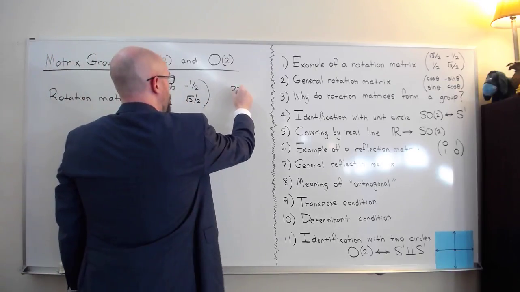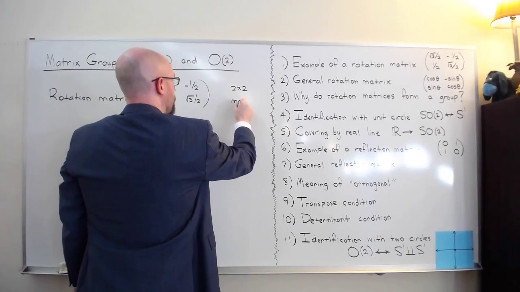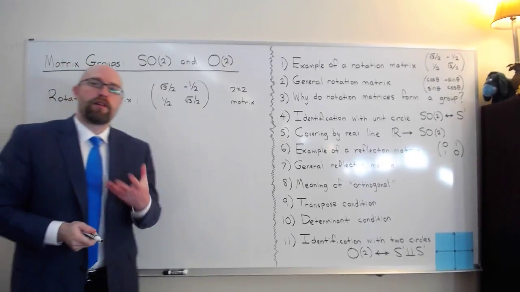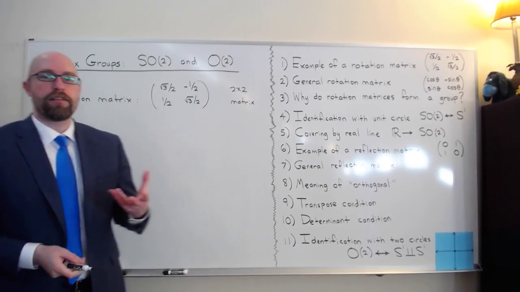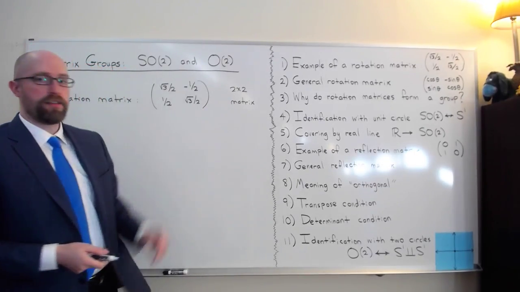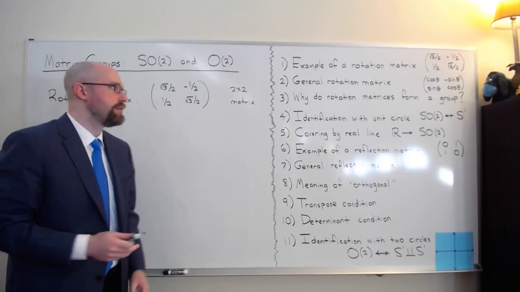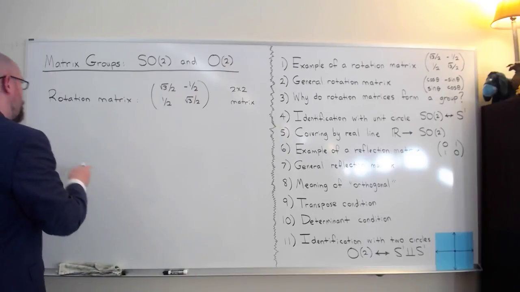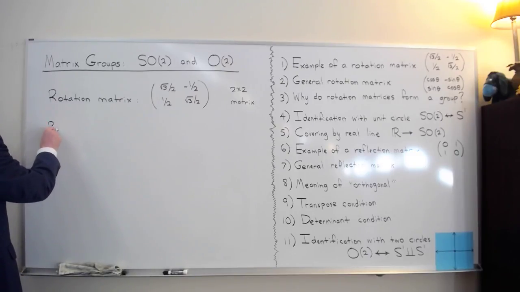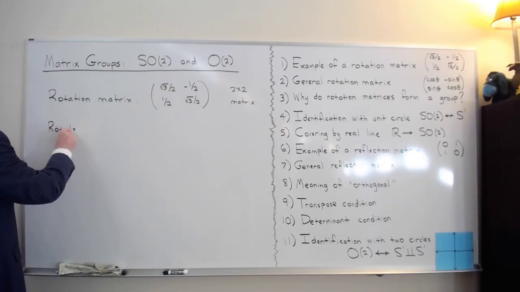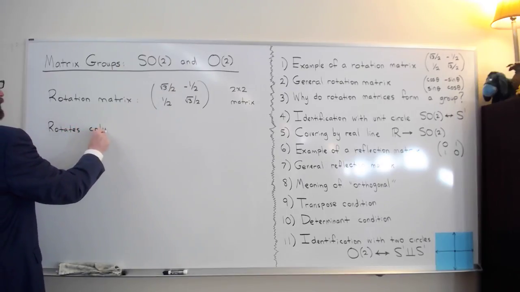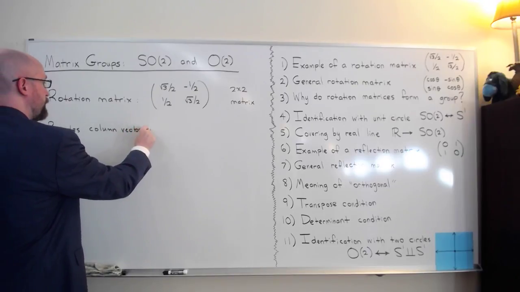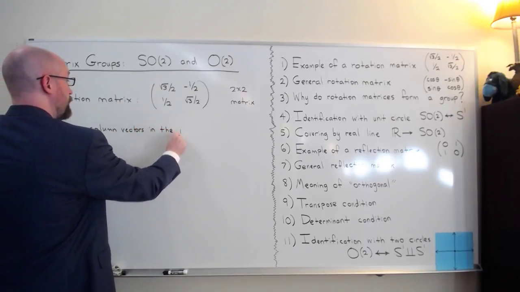And so this is a 2 by 2 matrix. And of course, it will turn out that all of the matrices in SO2 or O2 are 2 by 2 matrices. That's what the 2 means. All right, now what does this rotate? So this rotates column vectors in the plane.